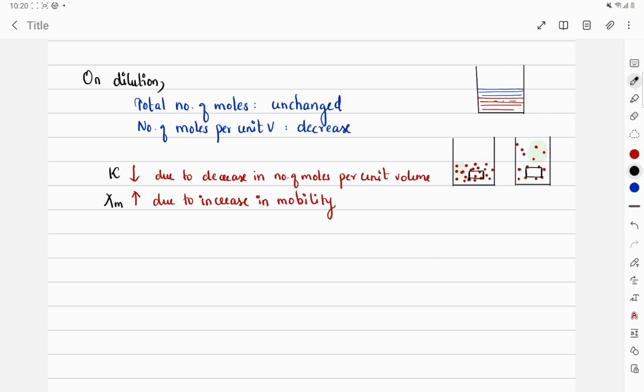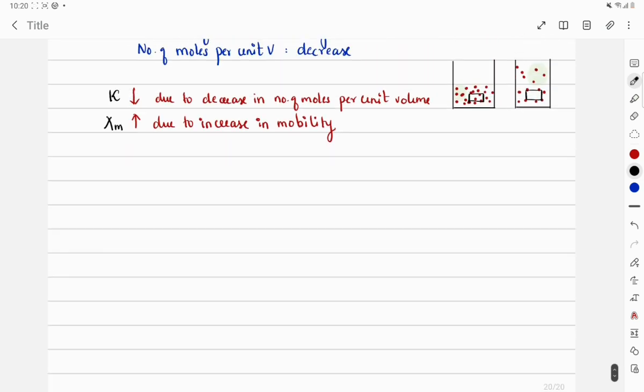Next thing is somewhat again similar to molar conductivity. As I told, it is equivalent conductance or equivalent conductivity.